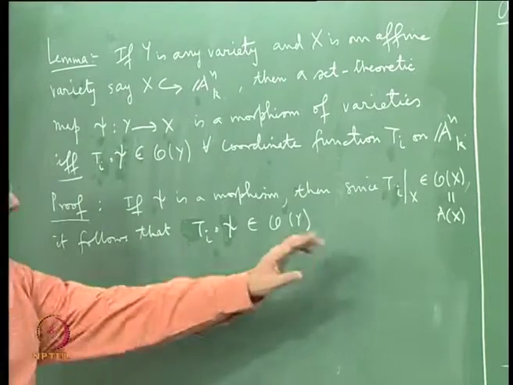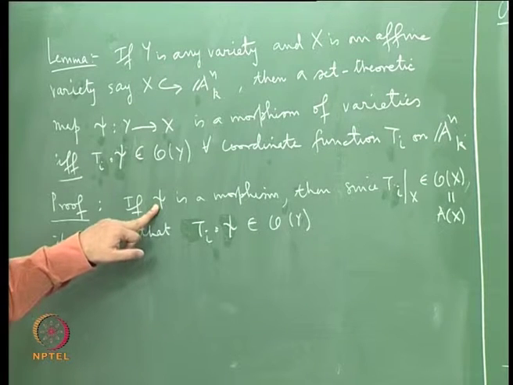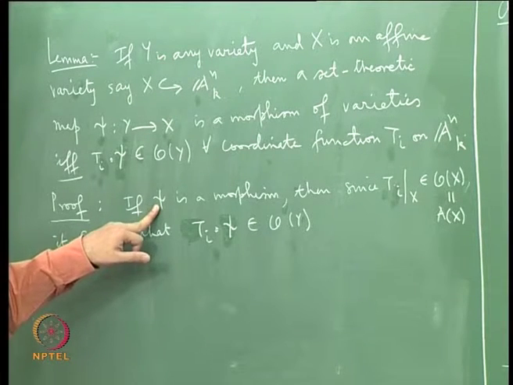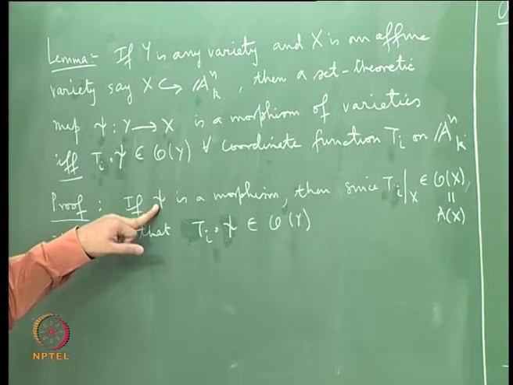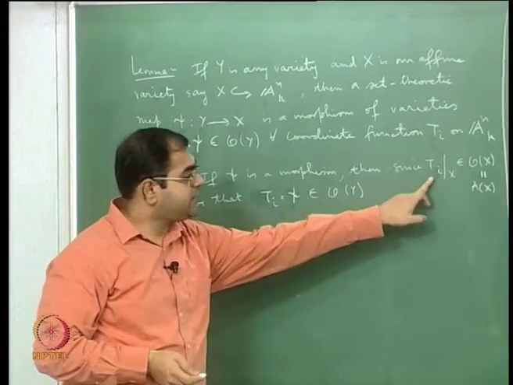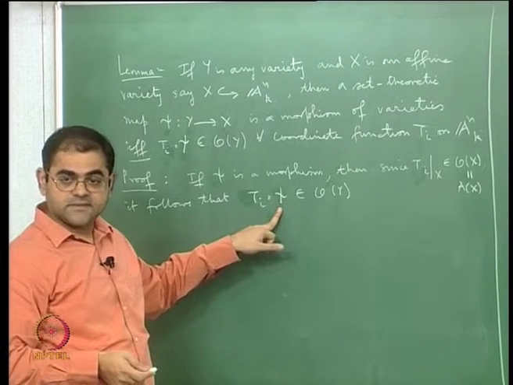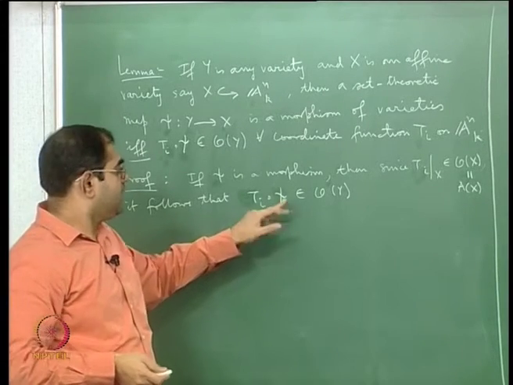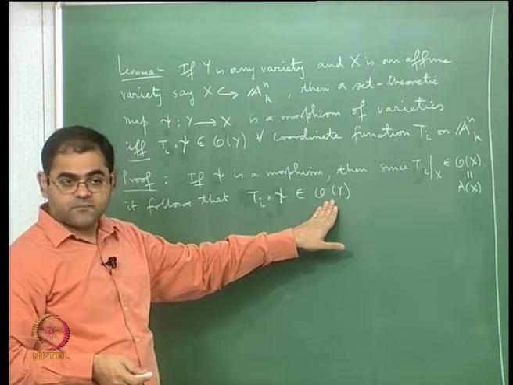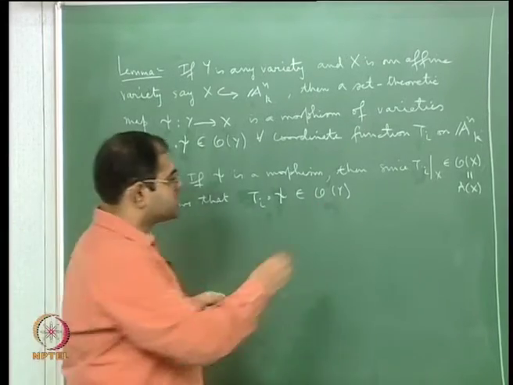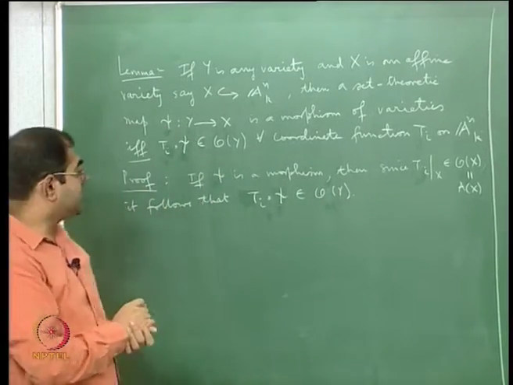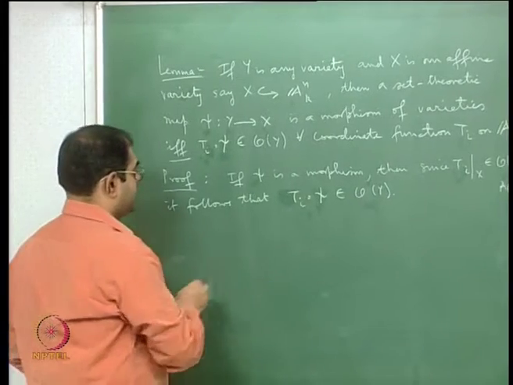And psi is already given to be a morphism, so it will pull back regular functions to regular functions. And what is the pullback of ti restricted to x under psi? It is just ti circle psi, just the composition, and that is supposed to be a regular function on y because of the definition of a morphism. So one way is very easy, it is the other way that we need to understand.